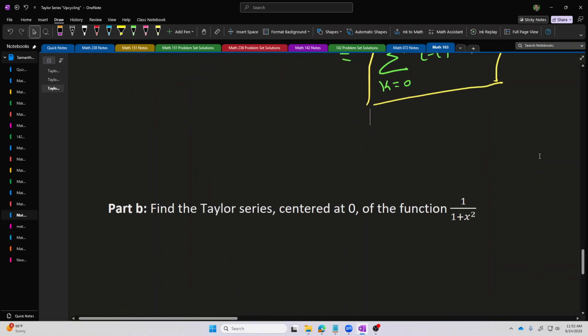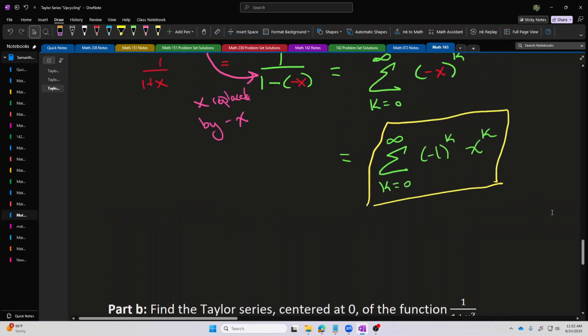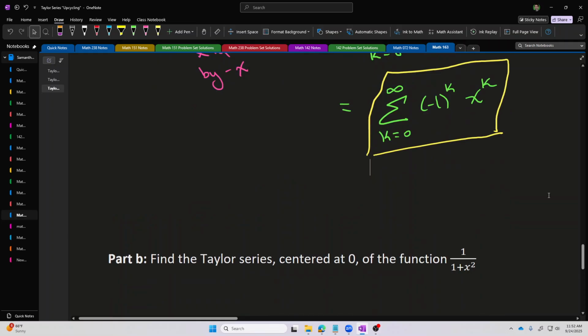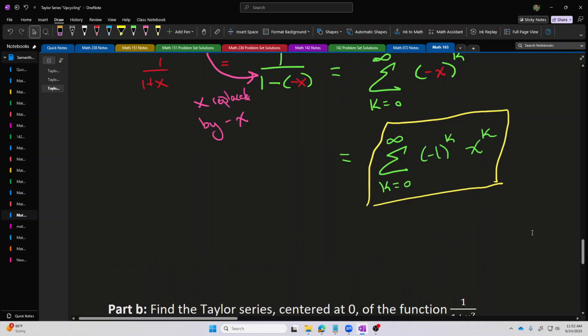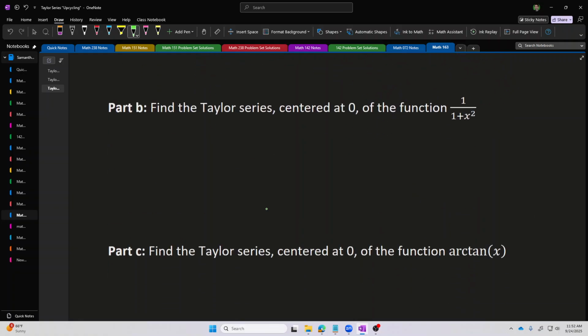Part B, find the Taylor series centered at 0 of the function 1 over 1 plus x squared. So let's see if we can find this Taylor series by recycling one that we have already found. For example, we found just in part A, just a moment ago, that 1 over 1 plus x was this alternating sum as k goes from 0 to infinity, minus 1 to the k, x to the power k.